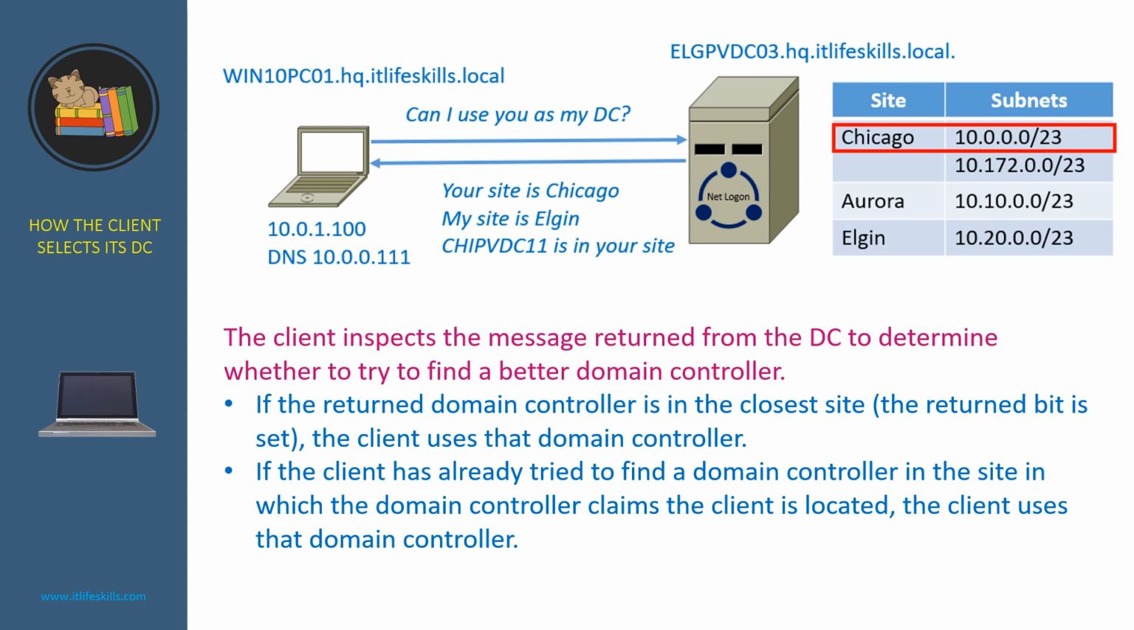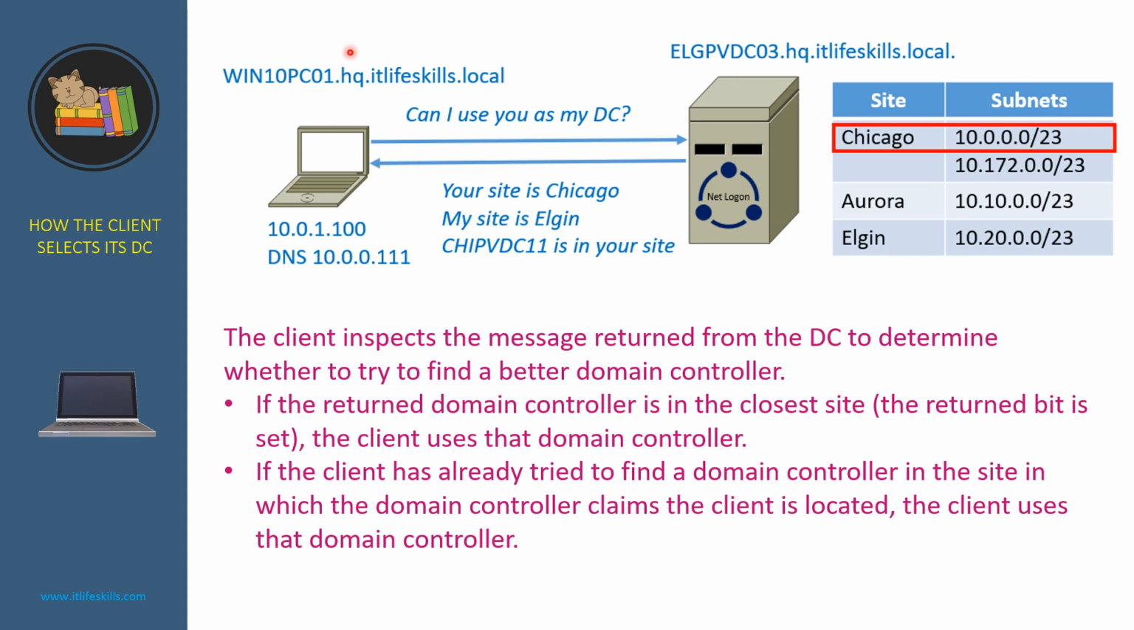The client inspects the message returned from the domain controller to determine whether to try to find a better domain controller. If the returned domain controller is in the closest site, the client uses that domain controller. If the client has already tried to find a domain controller in the site in which the domain controller claims the client is located, the client uses that domain controller.